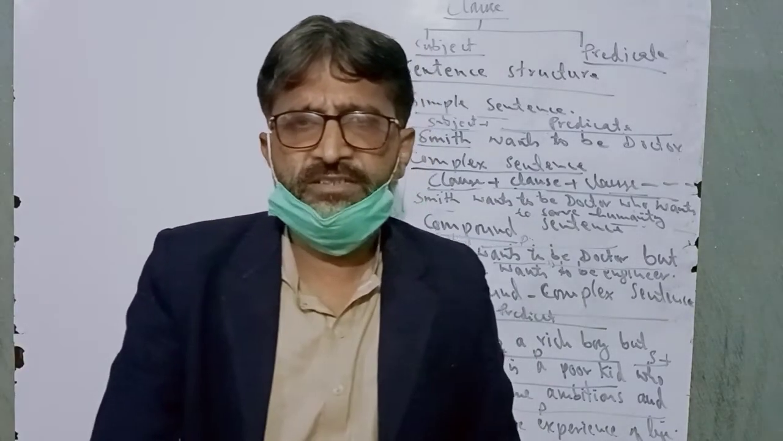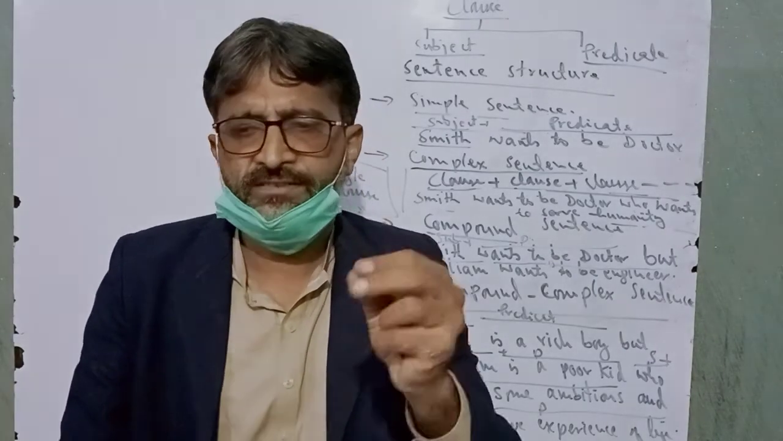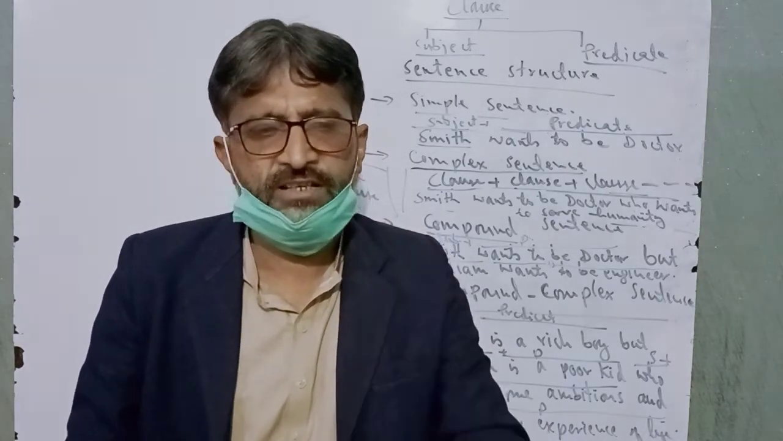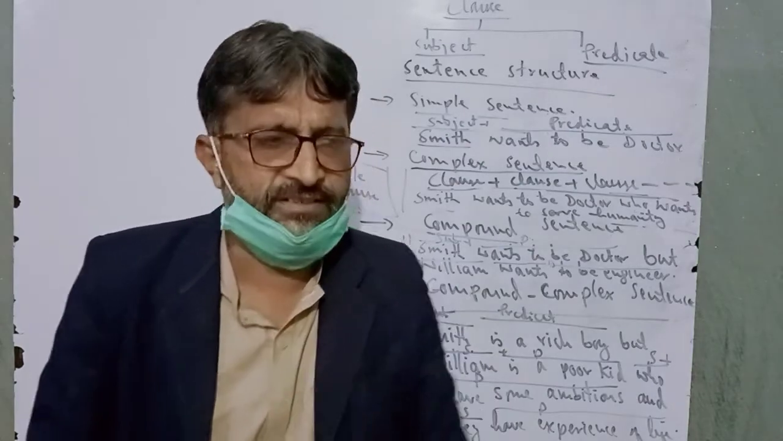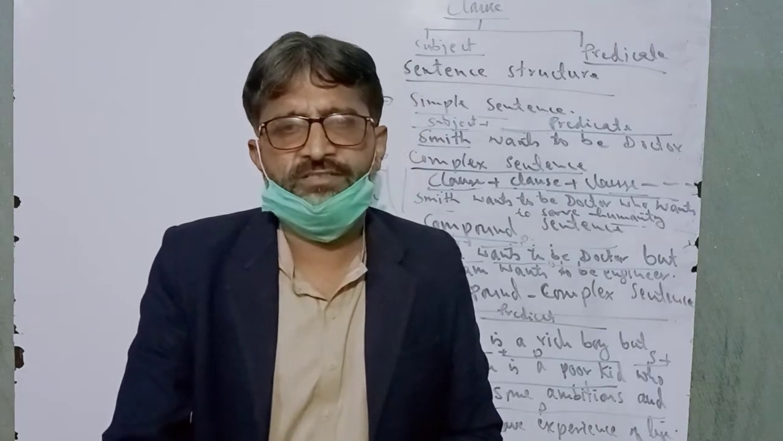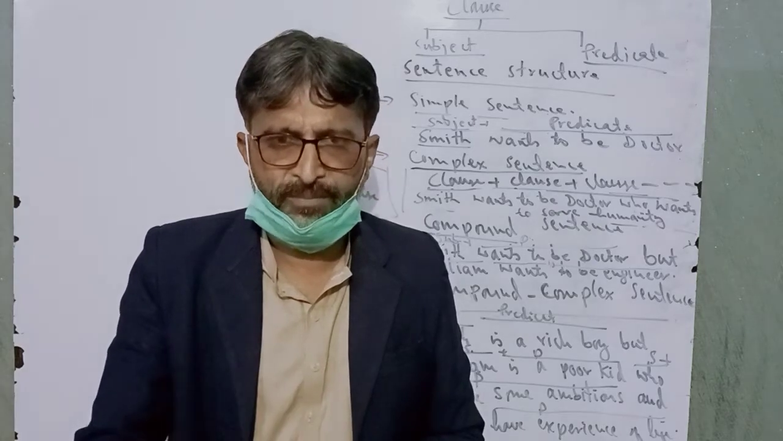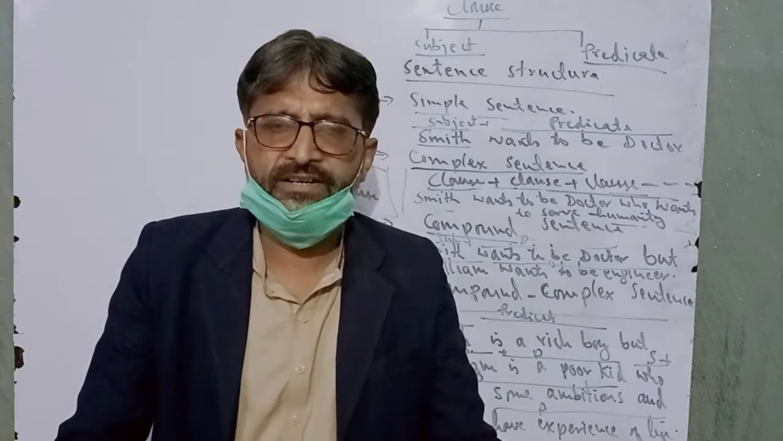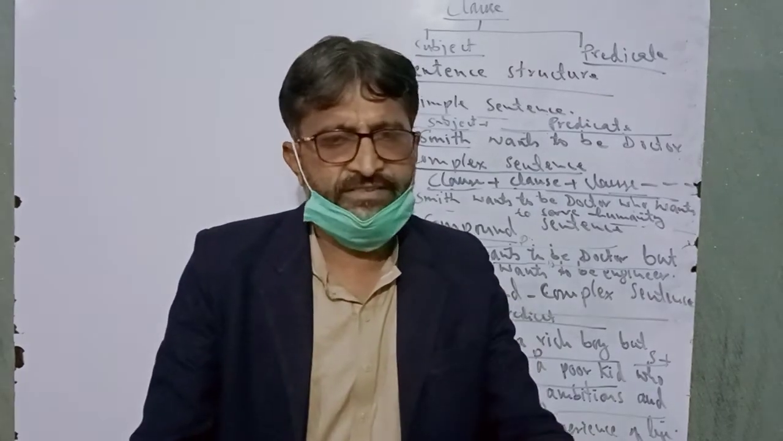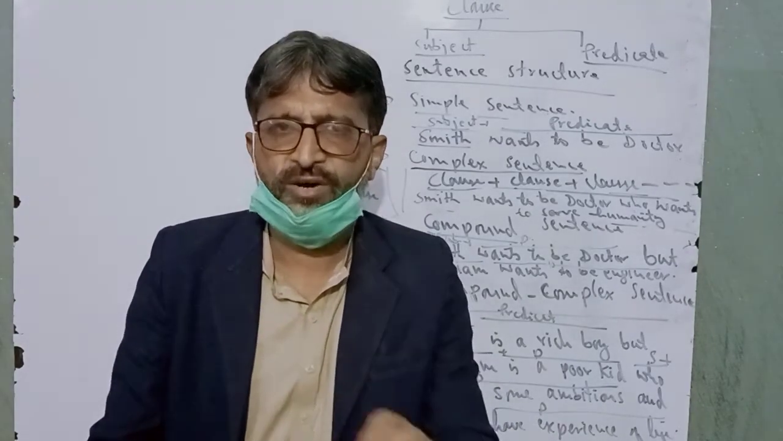A simple sentence is that sentence which consists of a single clause. When it consists of a single clause, that is a simple sentence. It means a simple sentence shows two things: one is the subject and the other is the predicate. The subject is the part we are talking about, and the predicate is the part that tells something about the subject. That depends upon the writer, what he or she is going to write about the subject.